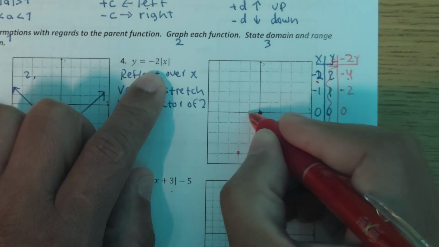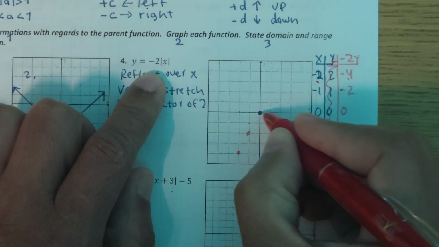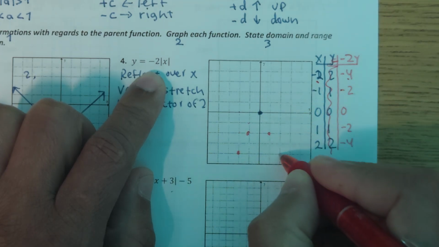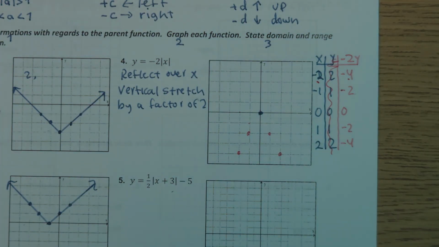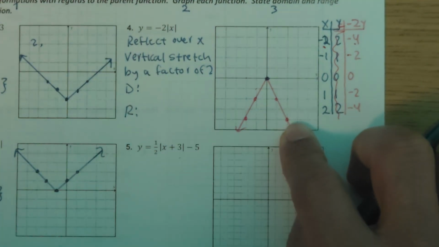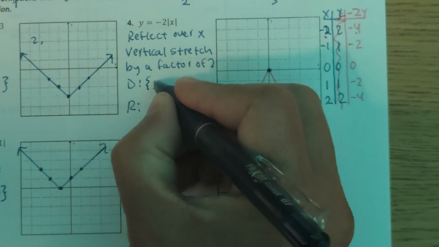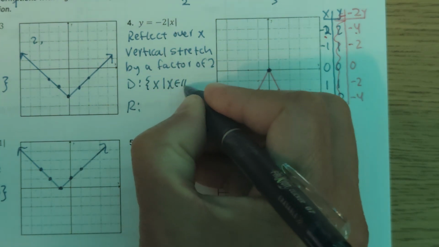Left 1, down 2. And then right 1, down 2. Okay, so that's this point, and then right 2, down 4. And then connect the points, and this is the graph. So now notice the domain does not get affected by the transformations. So domain will remain x such that x is all real numbers.